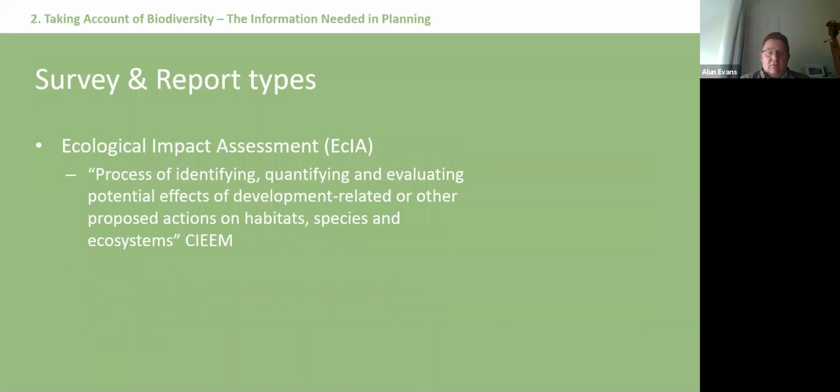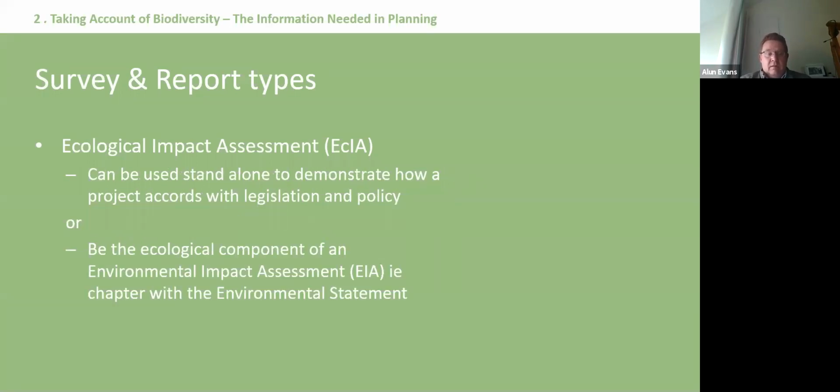Taking that initial information from the PA, there's now a more detailed analysis of the actual impacts of a proposal through the ecological impact assessment. These are a very thorough examination of the impacts, particularly those of significant impacts. So it's a process of identifying, quantifying, and evaluating potential effects of development on both habitat species and the ecosystems. And again, CIEEM has produced detailed guidelines on this process.